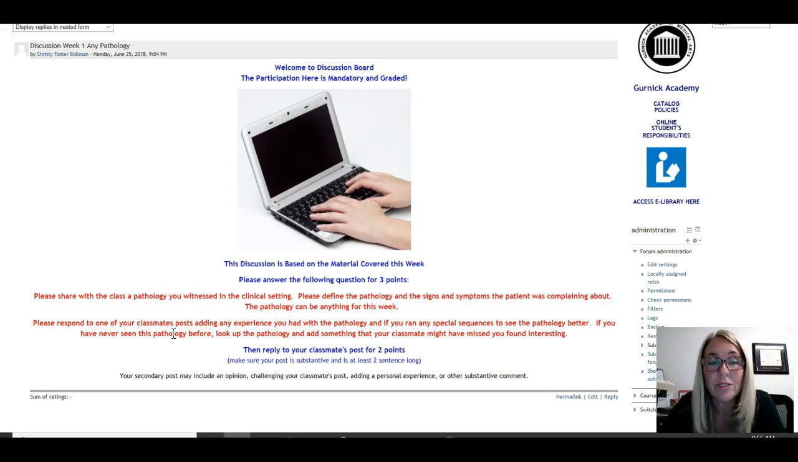You're also going to respond to your classmates. Please respond to one of your classmates' postings, adding any experience you had with the pathology, and whether you ran any special sequences to see the pathology better. If you have never seen this pathology before, look it up and add something that your classmate might have missed that you found interesting about it.